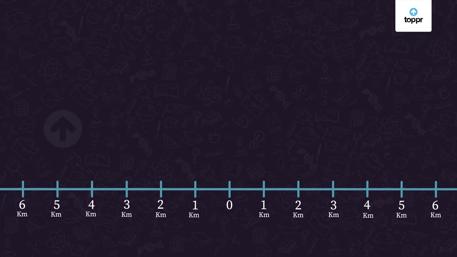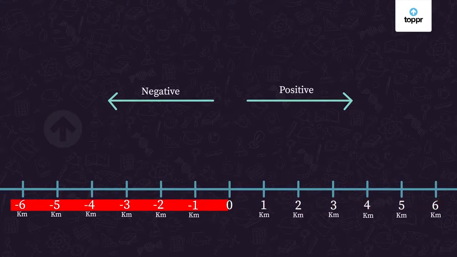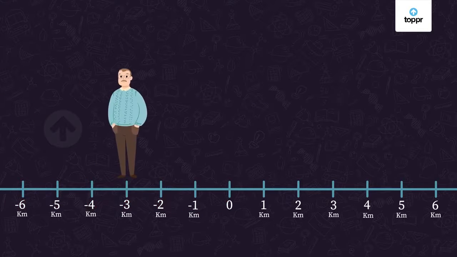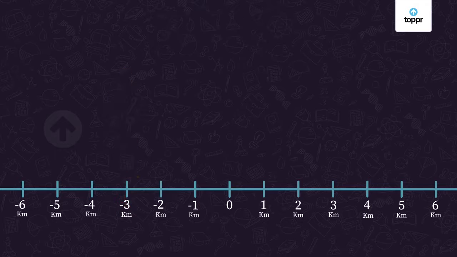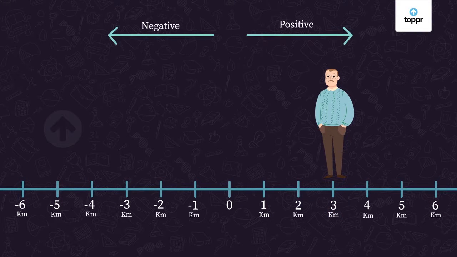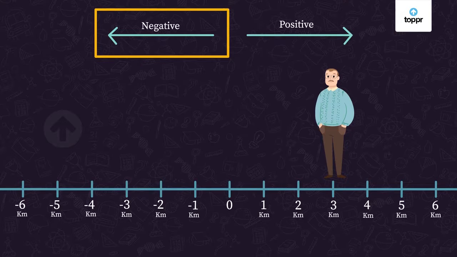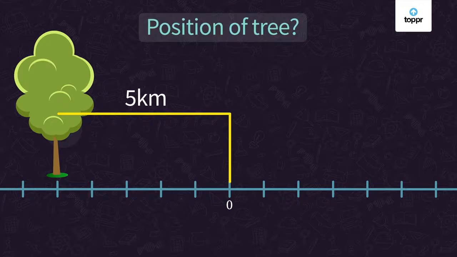Now, in one dimension, we have only two directions, forward and backward, which we can denote with a positive and negative sign. So, if a person is at 3 kilometer distance left from the origin, its position is minus 3 kilometers. And if he is at the right of the origin, its position is 3 kilometers. So, anything at the left of the origin is a negative position and anything at the right of the origin is a positive position.